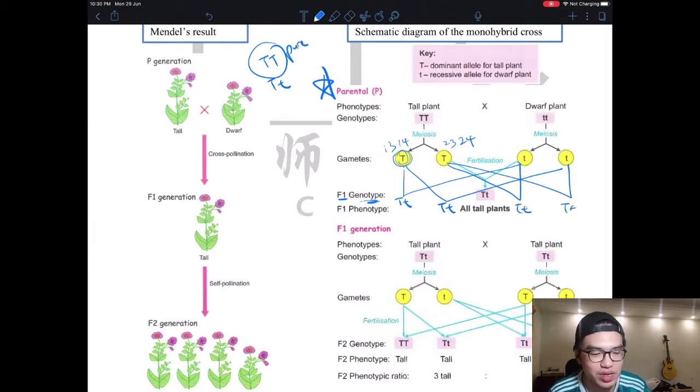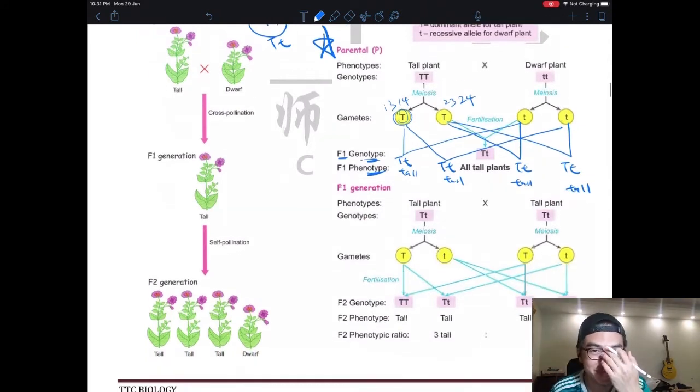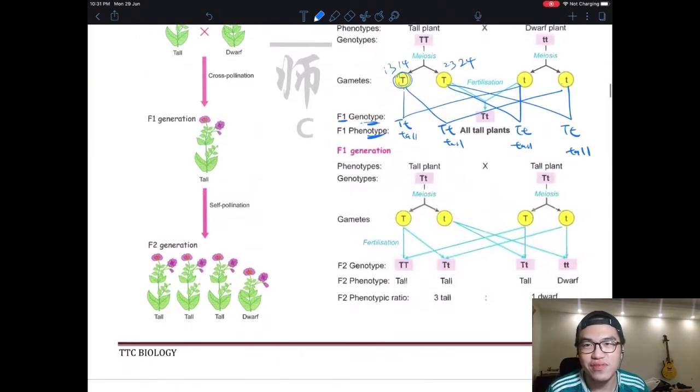So they simplify by just writing 1. For me, I like to write all, because it's less confusing. So big T, small t is tall. The phenotype, what you can see, is tall. They're all tall. So this is what he did, the first generation.